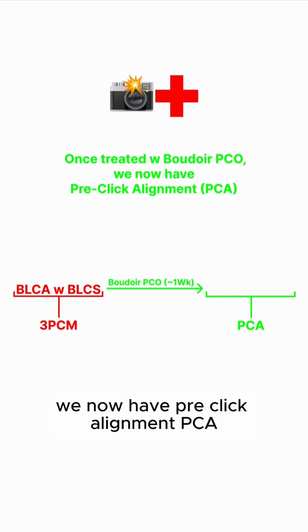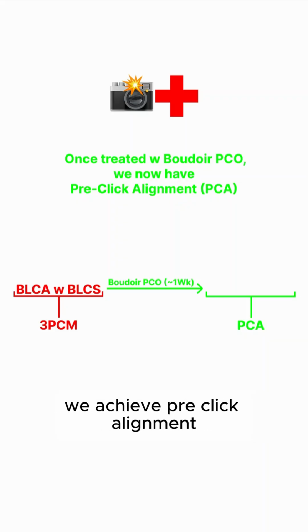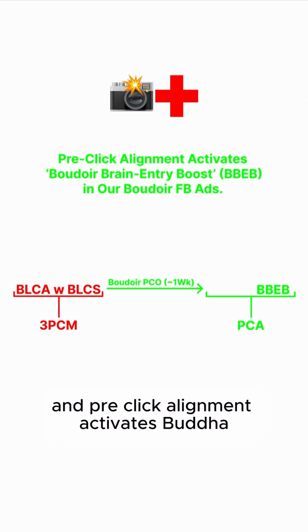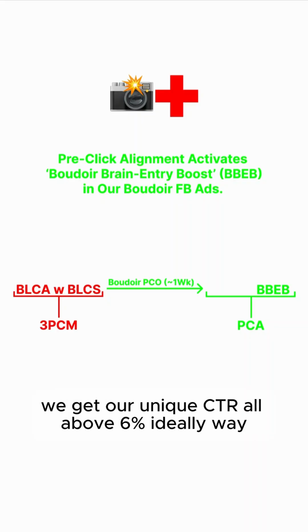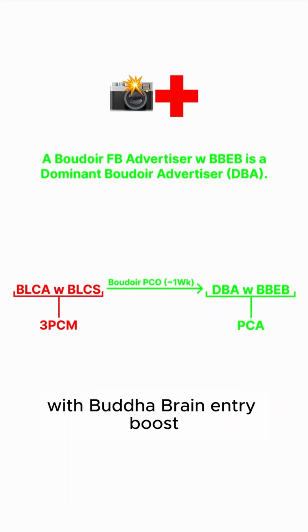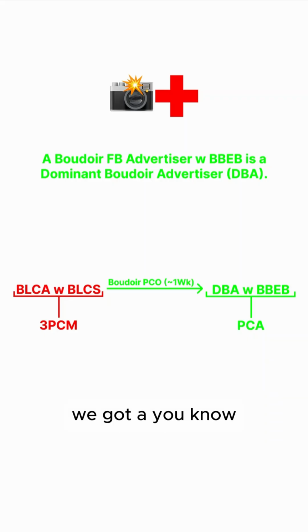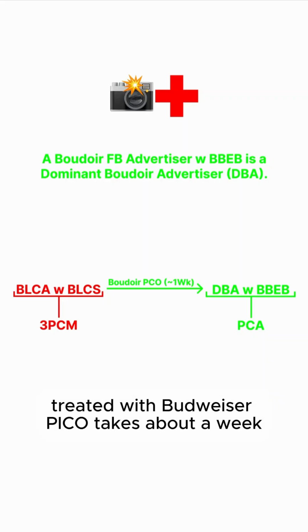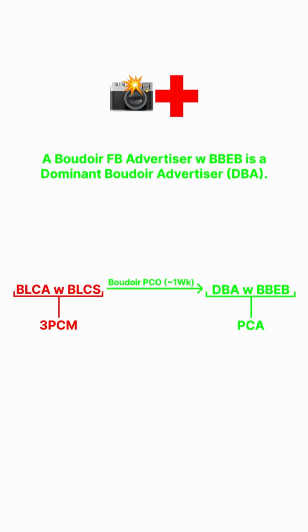Now, once treated with Boudoir Pico, we now have pre-click alignment, PCA. So we get rid of the 3 pre-click mistakes. We achieve pre-click alignment, and pre-click alignment activates Boudoir brain entry boost in our Boudoir Facebook ads. Basically, we get our unique CTR all above 6%, ideally way, way above it. And a Boudoir Facebook advertiser with Boudoir brain entry boost is a dominant Boudoir advertiser, a DBA. So this is our universe. We got BLCA with BLCS. It's caused by the 3 pre-click mistakes. We get treated with Boudoir Pico, takes about a week. We achieve pre-click alignment. We become a dominant Boudoir advertiser with Boudoir brain entry boost.